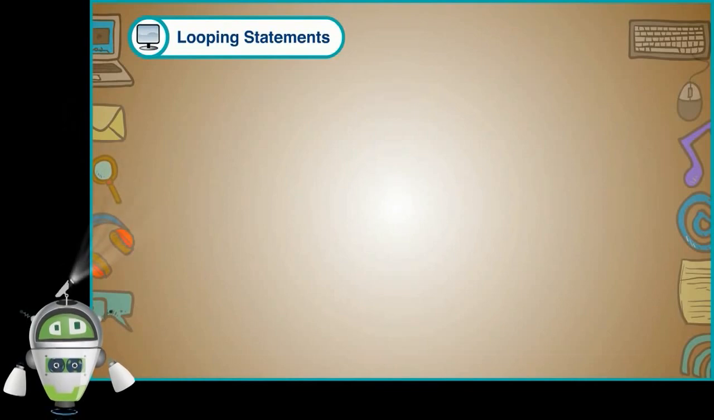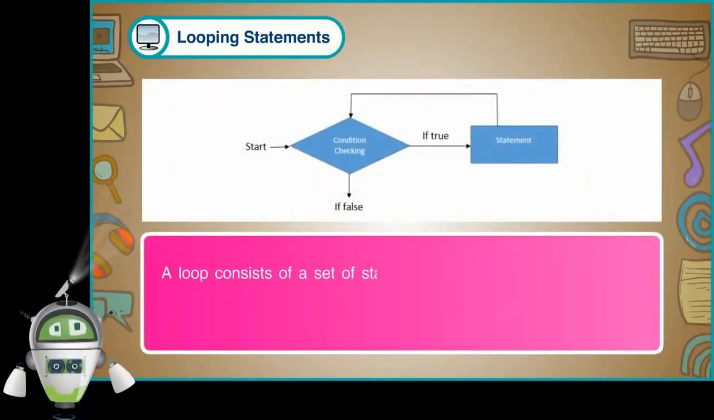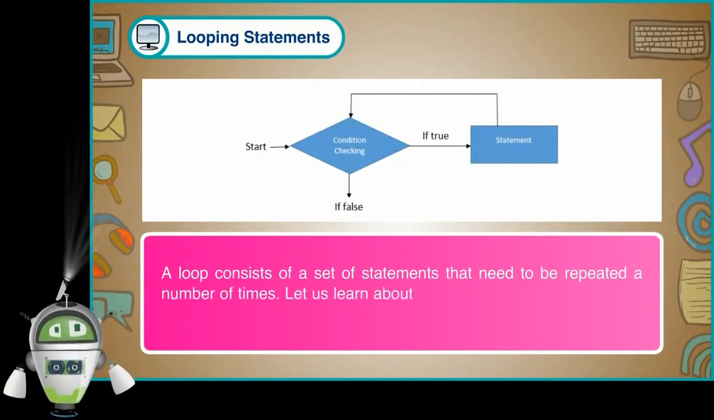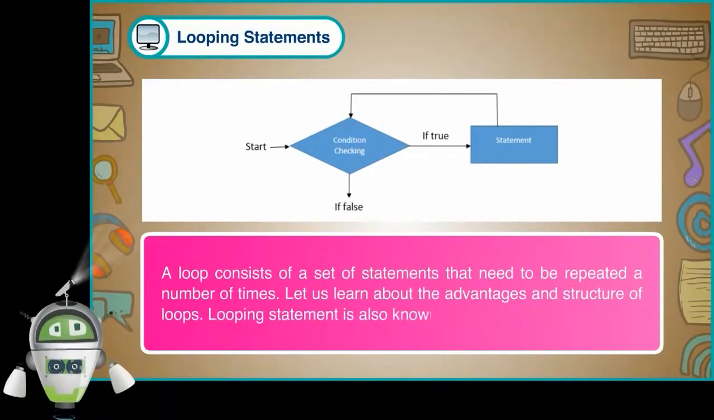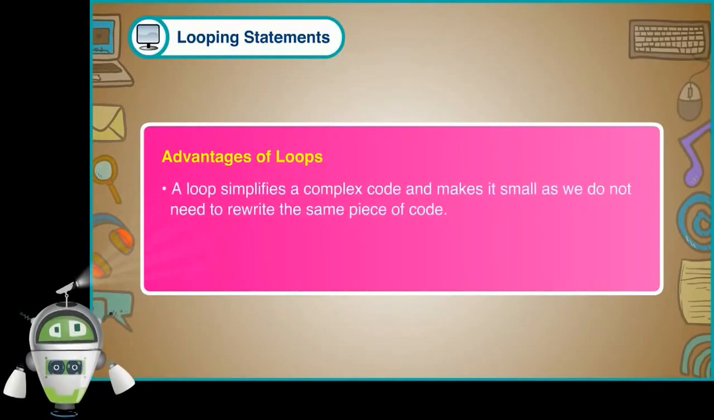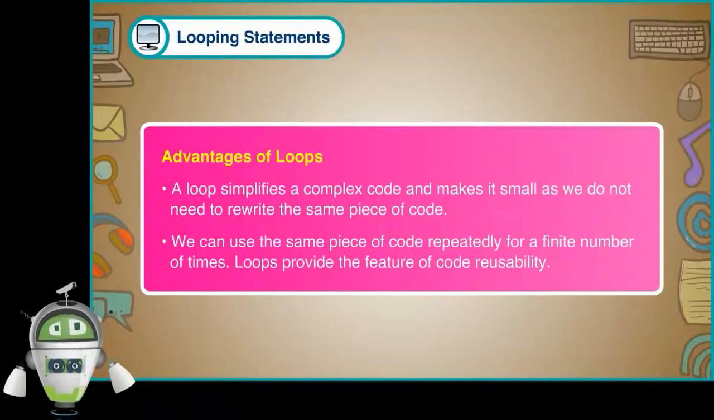Looping statements. A loop consists of a set of statements that need to be repeated a number of times. Let us learn about the advantages and structure of loops. Looping statement is also known as iterative statement. Advantages of loops. A loop simplifies a complex code and makes it small, as we do not need to rewrite the same piece of code. We can use the same piece of code repeatedly for a finite number of times. Loops provide the feature of code reusability.